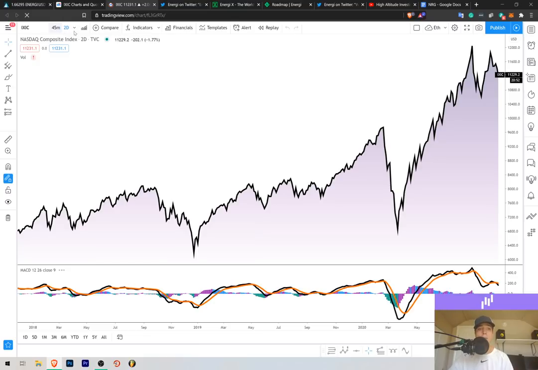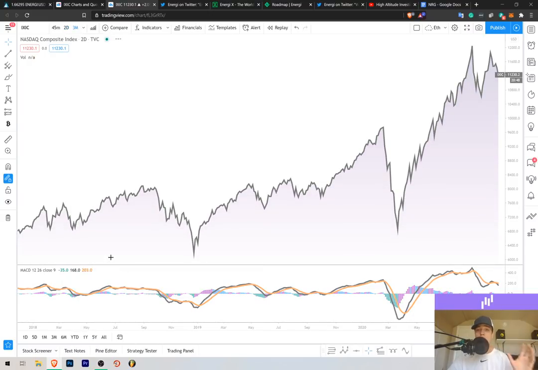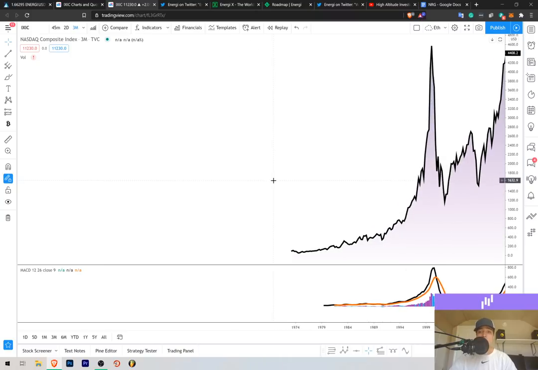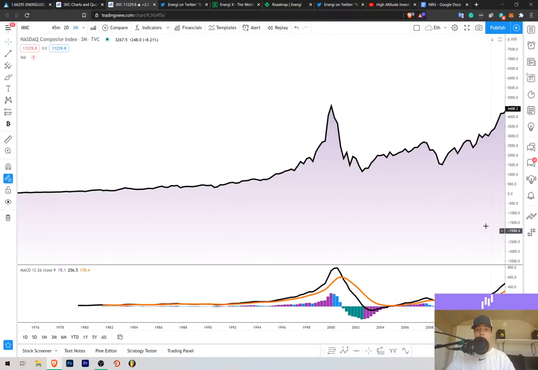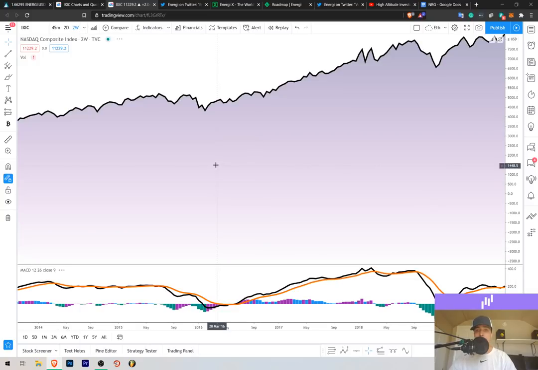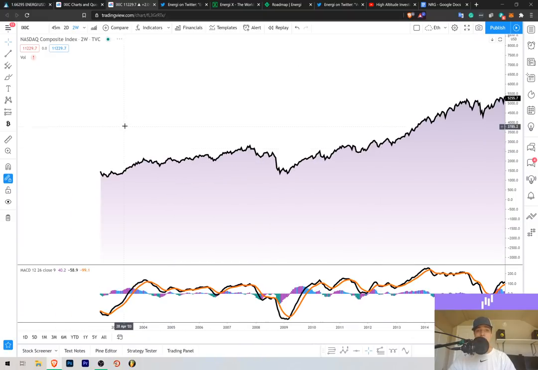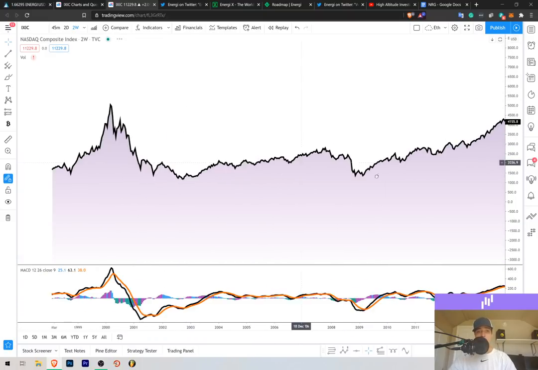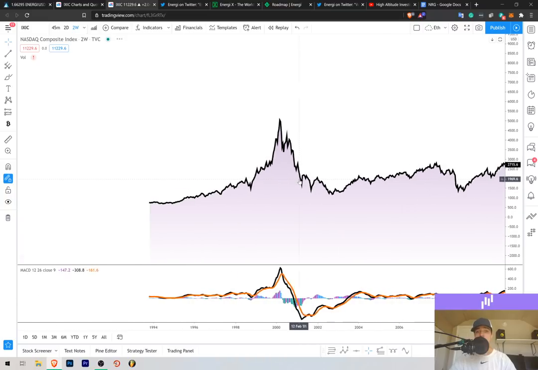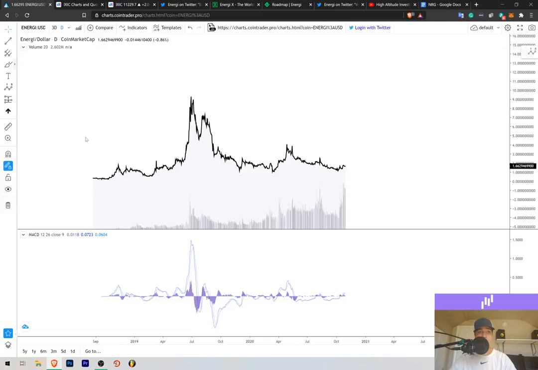Human emotion repeats. Panic gets bought up and overbought cycles get sold off. It's just the name of the game. And as you guys can see, I'll just take it off the 3 months so we can look at it a little bit clearer here. This is the NASDAQ. This is the market cycle chart that I'm showing you guys. As you can see, we had this first parabolic run up in the same way the energy had this first parabolic run up right here.